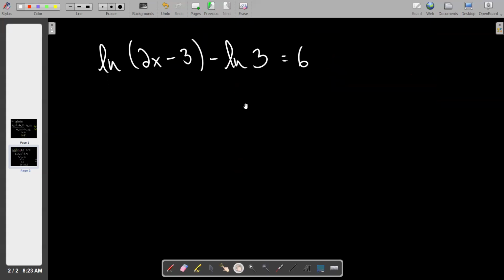Giddy up. Hey, guess what the answer to this question is? What do we do? We condense, right? So we're going to do the natural log of 2x minus 3 over 3 equals 6. By now, you should be pretty comfortable with condense and convert, condense, convert, condense, convert, right? So let's convert. What's our conversion going to look like?